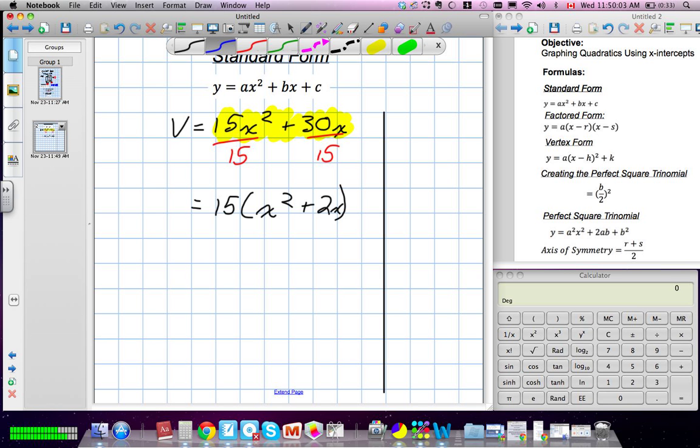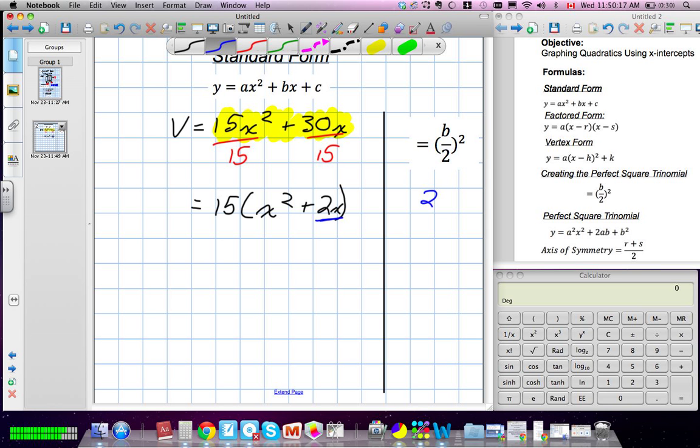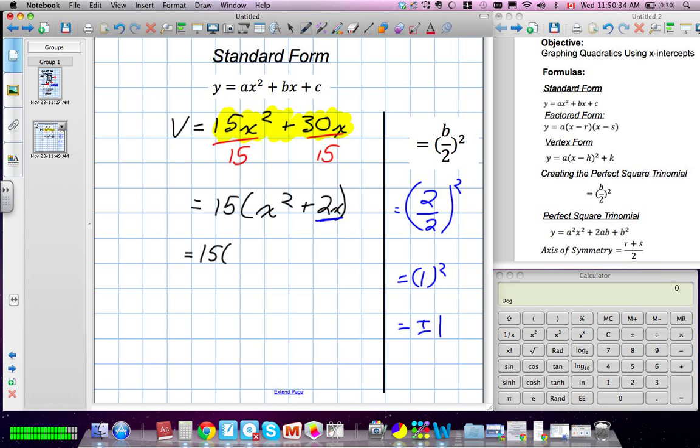This now becomes our b value for our little creating the perfect square trinomial formula. It's equal to b divided by 2, squared. So we take the number 2, divide it by 2, and square it. 2 divided by 2 is 1. So we need to add and subtract 1 inside the brackets. We'll now get 15 times x squared plus 2x plus 1 minus 1.